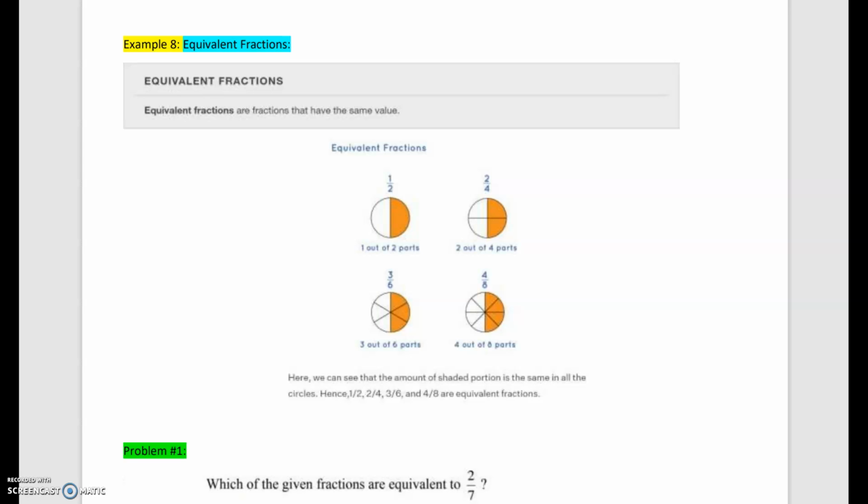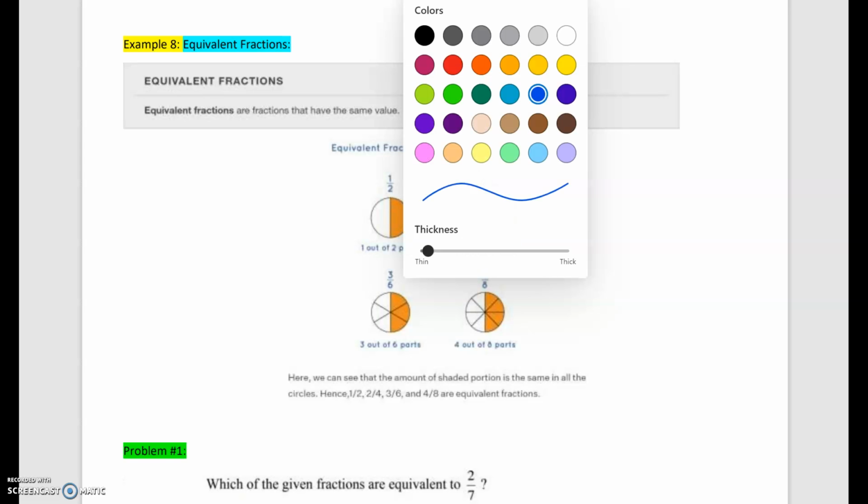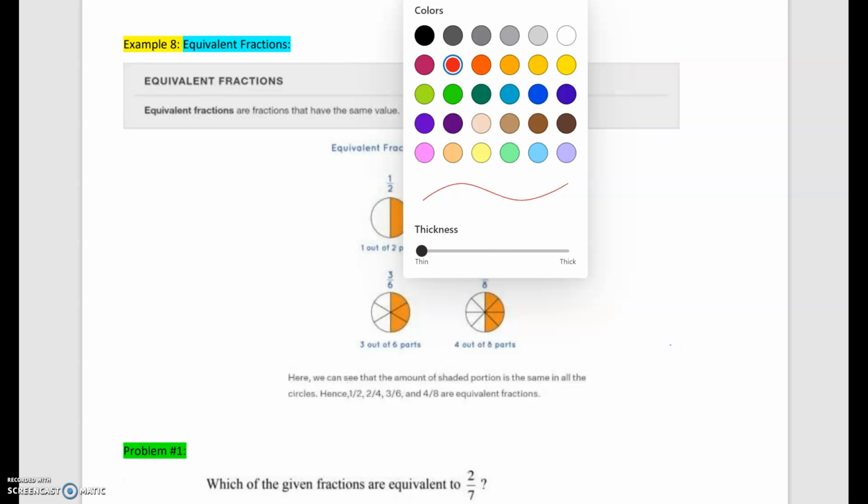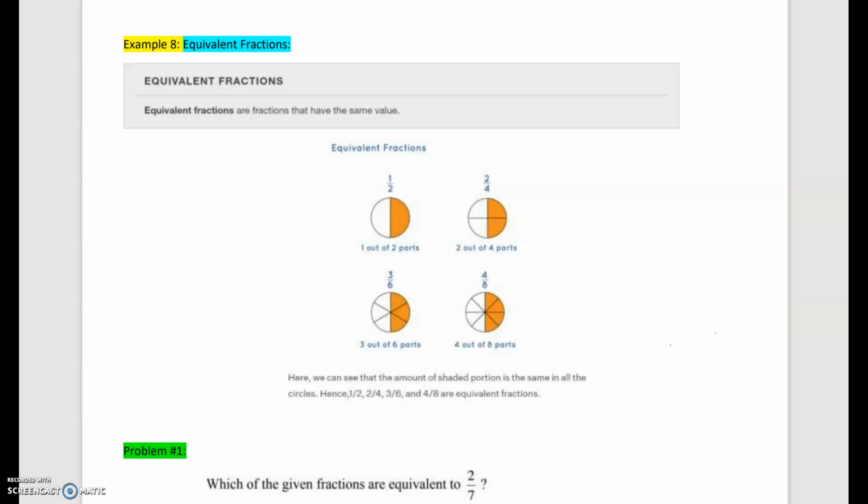Hi class, we need to talk about, in this set of problems, equivalent fractions. And here's the basic idea. When we're looking at equivalent fractions, these are fractions that contain the same area, or as the definition given here, they have the same value.